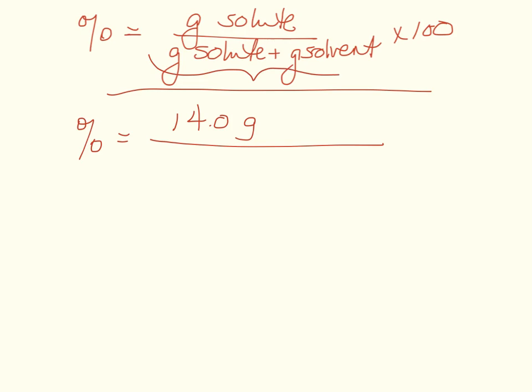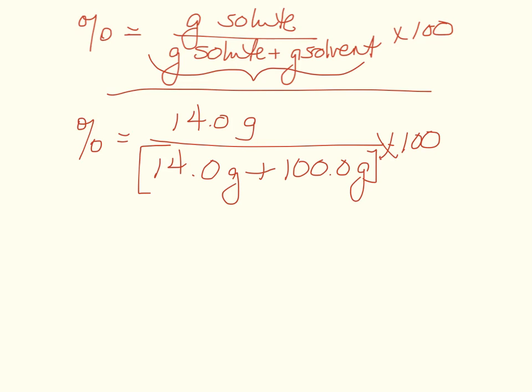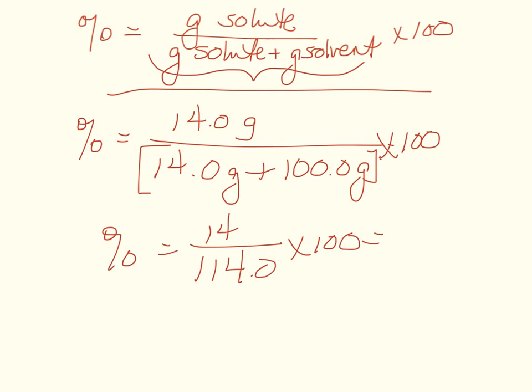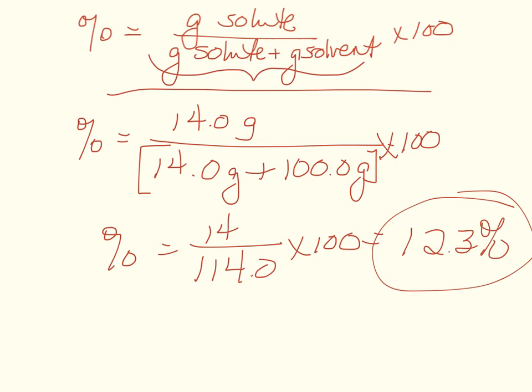And the mass of the entire solution is simply mass of solute and solvent added together. So the entire mass of the solution is 14 grams plus the mass of the solvent, which is 100, times 100. And so percent is 14 divided by 114 times 100. So the percent by mass ends up being 12.3%. Okay, so that tells us there's 12.3% ethanol in that aqueous solution.